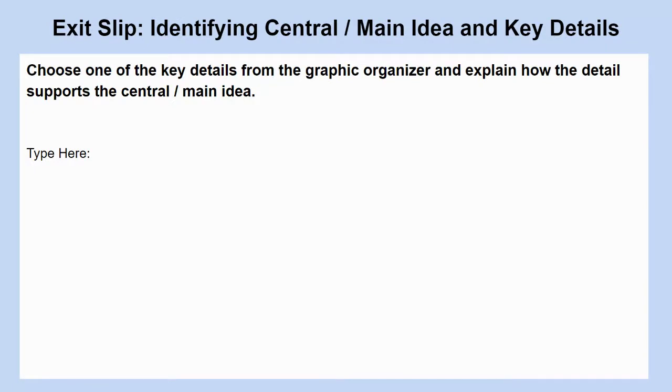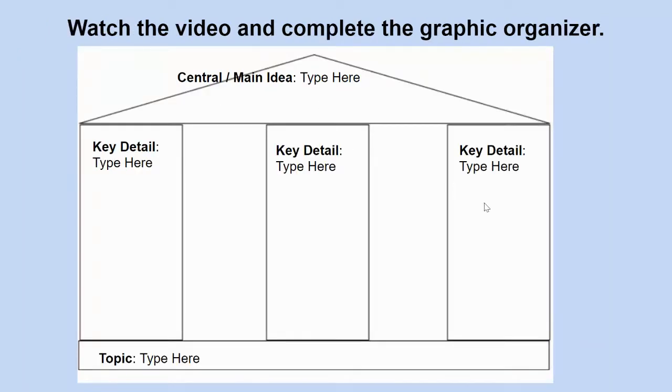To finish your work today, you will complete the exit slip question. Choose one of the key details from the graphic organizer and explain how the detail supports the central or main idea. So you're going to explain how one of your details supports the main idea that the author is trying to tell you.